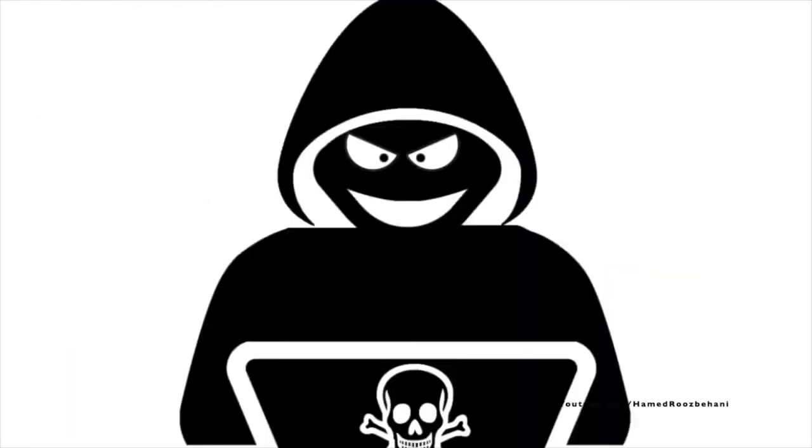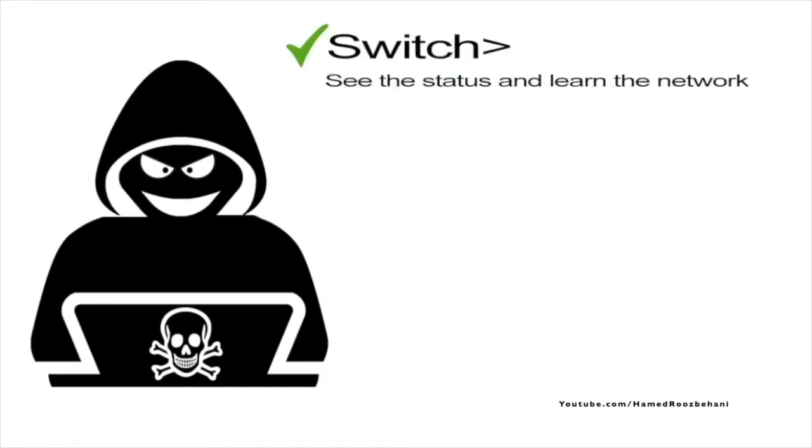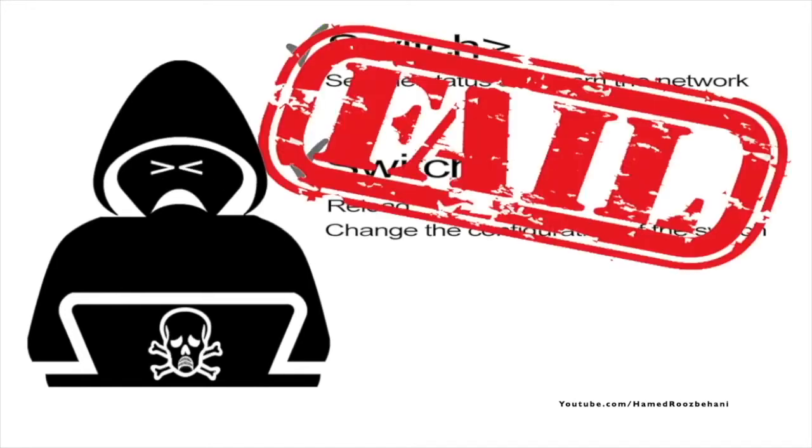Imagine an attacker who wants to penetrate the switch locally with a console cable or remotely using Telnet or SSH. If he can access the user mode, he will be able to see the status of the switch and learn the network. And if he accesses the enable mode, he can reload the switch or change the configuration. But don't worry, I will show you how to secure user and enable modes with usernames and passwords.